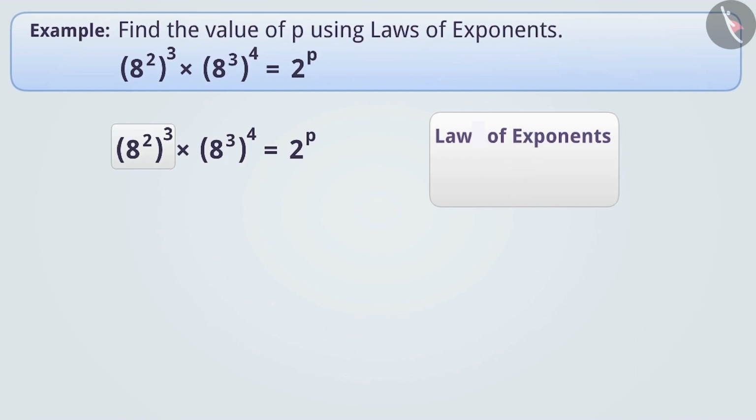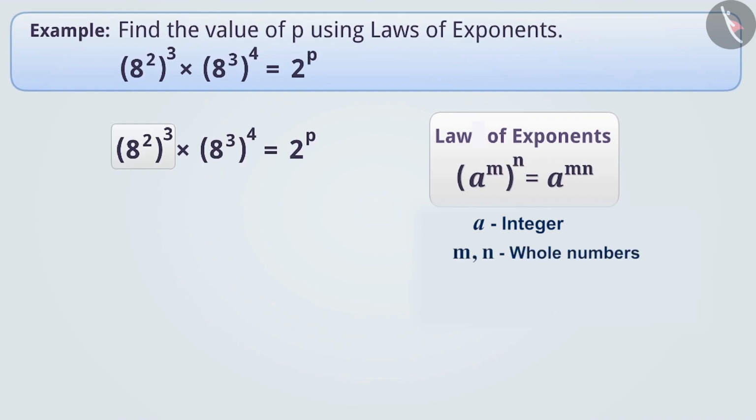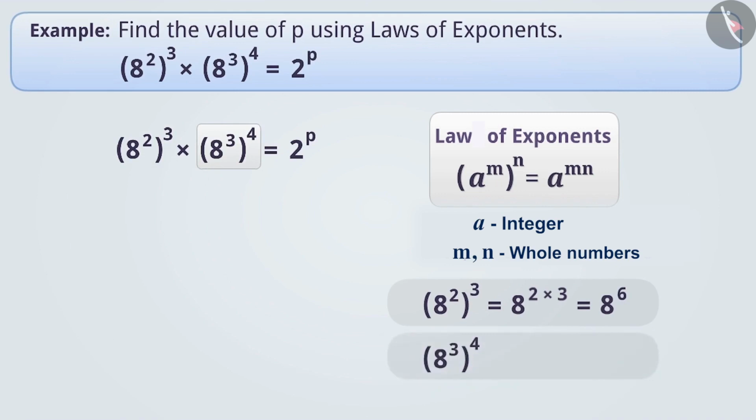We will use a to the power of m to the power of n, which is equal to a to the power of mn, where a is an integer and both m and n are whole numbers. Using this law, we can write 8 squared to the power of 3 is equal to 8 to the power of 2 into 3, which is equal to 8 to the power of 6. We can also simplify 8 cubed to the power of 4 by using the same law. 8 cubed to the power of 4 is equal to 8 to the power of 3 into 4, which is equal to 8 to the power of 12.